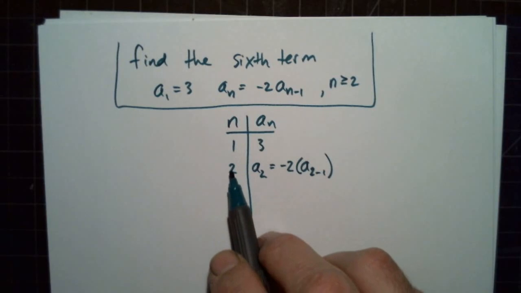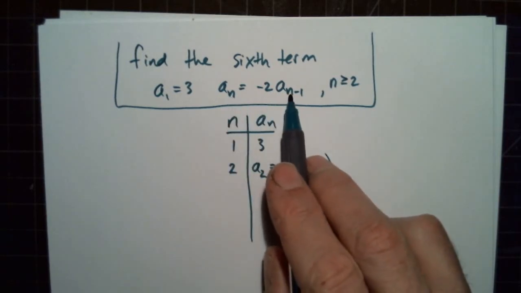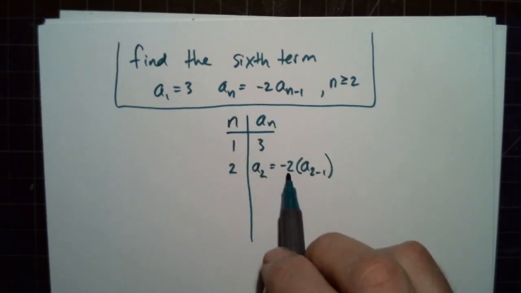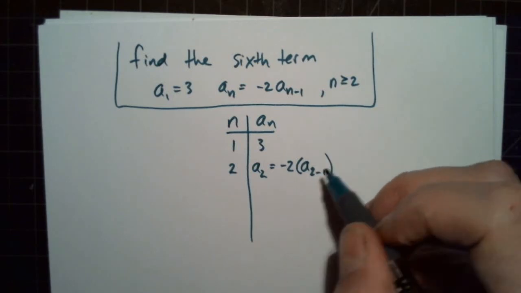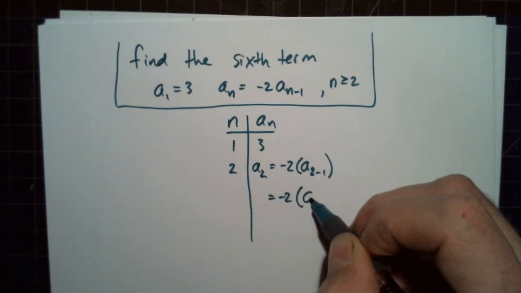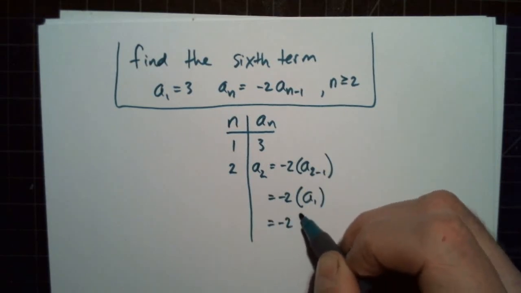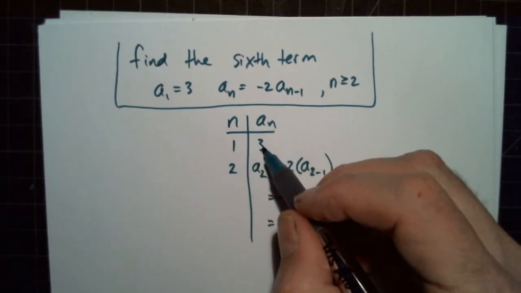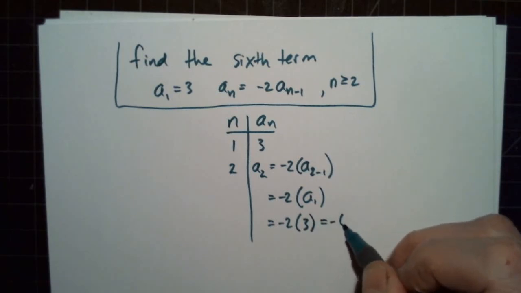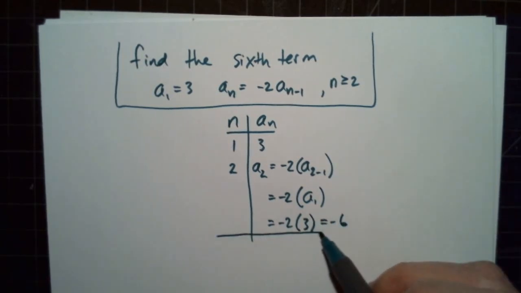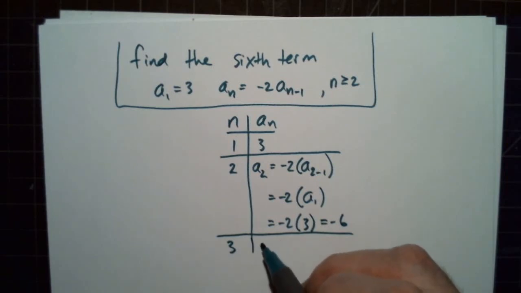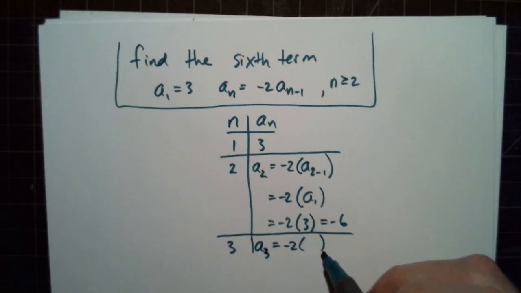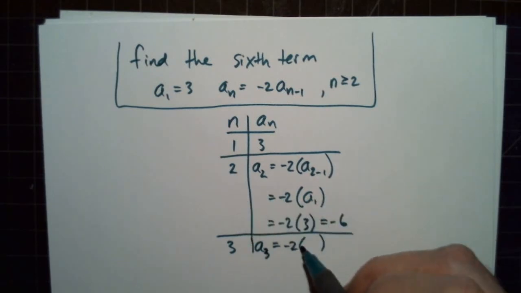So if n is 2, I put a 2 there and a 2 there. I copy the negative 2. So negative 2 times A, and that's 2 minus 1, which is A1. And A1 is 3. Third term, A3 is negative 2 times A2.